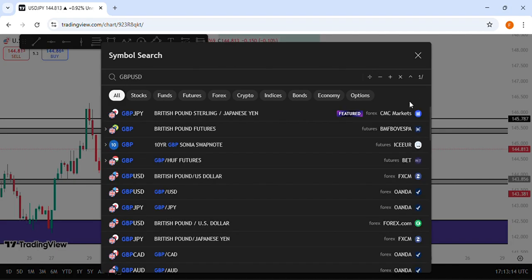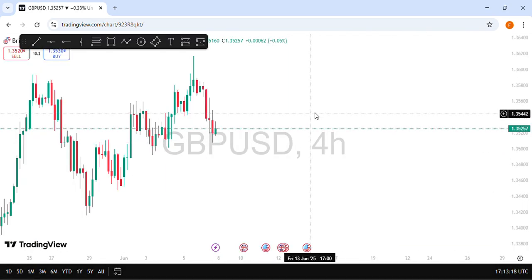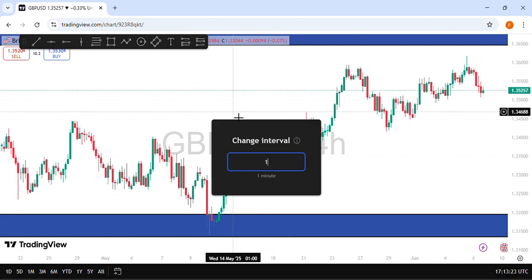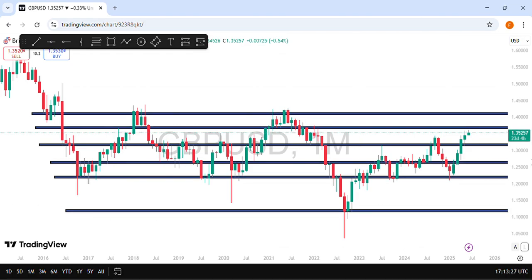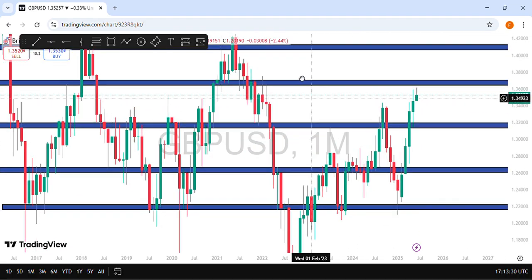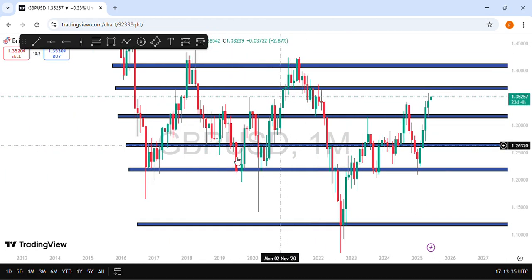So, take one. I've not done anything on GBP USD yet. Let me just do a quick throwback. As you can see, I've already plotted my zones on the weekly. See, my zones are well plotted. On the monthly time frame, sorry, not weekly, my zones are well plotted already.